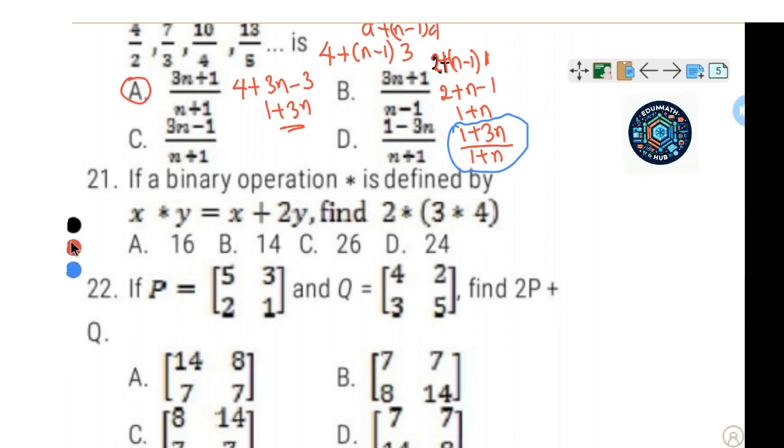If you do the one in the bracket first, x is 3, y is 4. So that will be 3 plus 2 times 4, that's 8. So 3 plus 8 is 11. So this one will give you 11. So you now do 2 operator 11. Now x is 2 and y is 11. So x is 2, put 2 here. 2 plus, y is 11, don't forget, 11 times 2 is 22. So you have 2 plus 22, which will give you 24 as the answer.